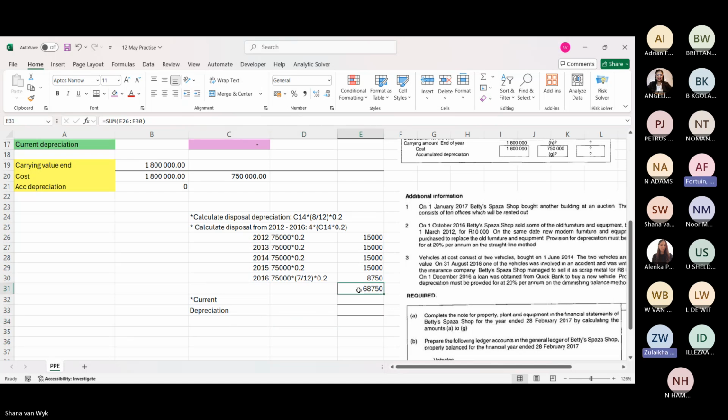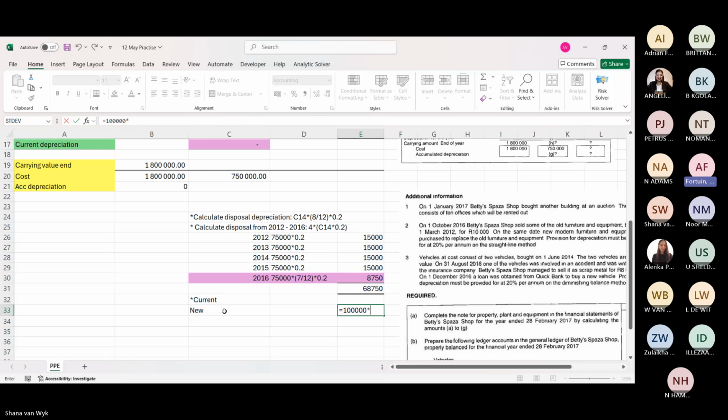The 8,750 from the current year, for the sold. Yes, the sold. Just highlight this one. Okay. Now, what is the new? What new equipment was purchased? The 100,000. Oh, okay. Now calculate the 100,000 now.